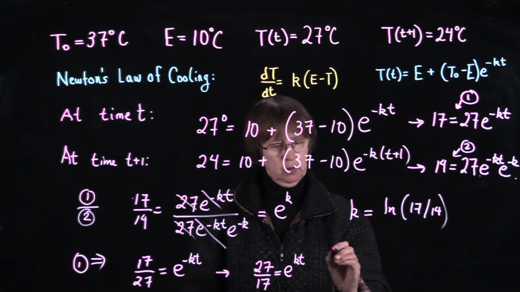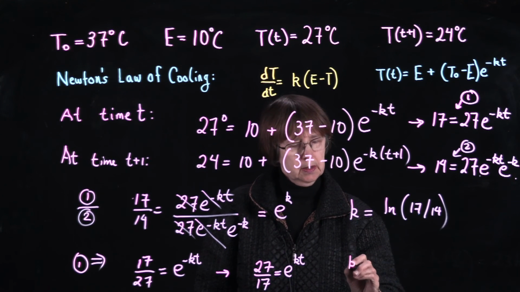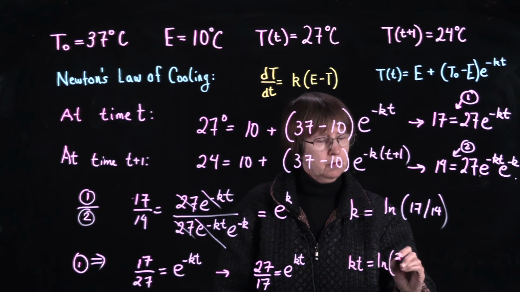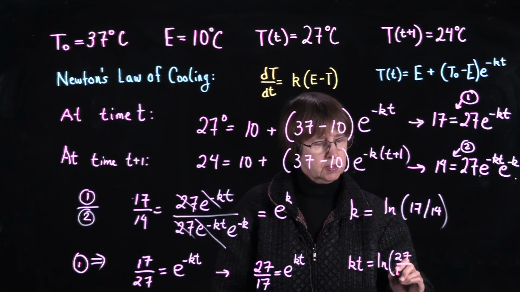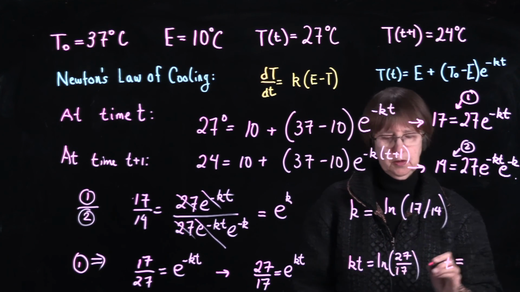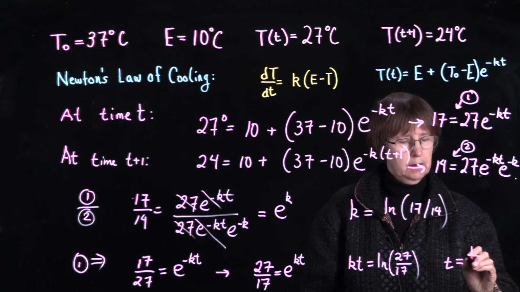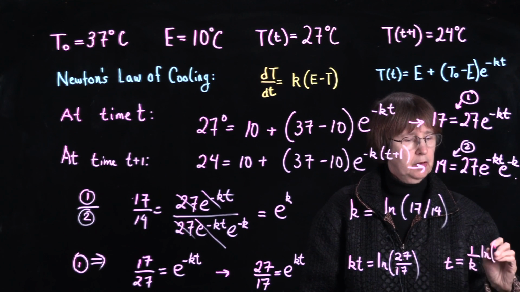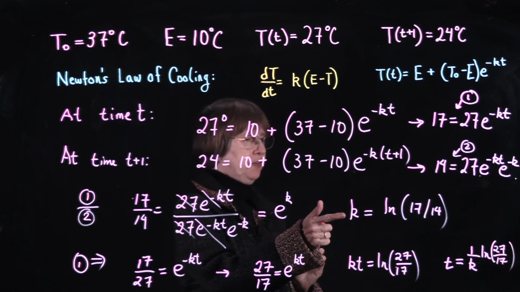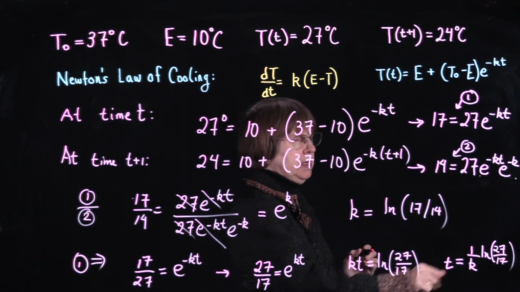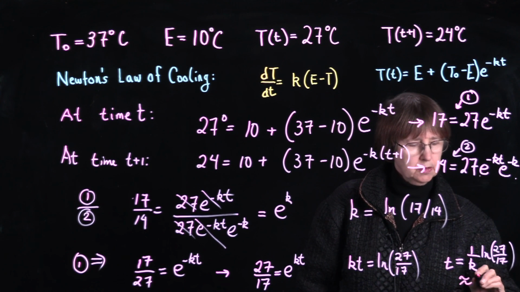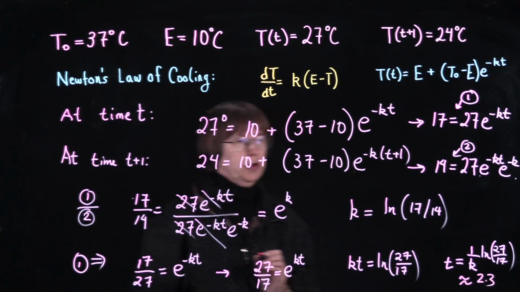Now taking the natural logarithm of both sides, we get that kt is equal to the logarithm of 27 over 17. And so we can solve for t. It turns out to be 1 over k times the log of 27 over 17. We've already found the value of k. We can plug that in here and evaluate, and it turns out that this comes out to something like 2.3 hours.